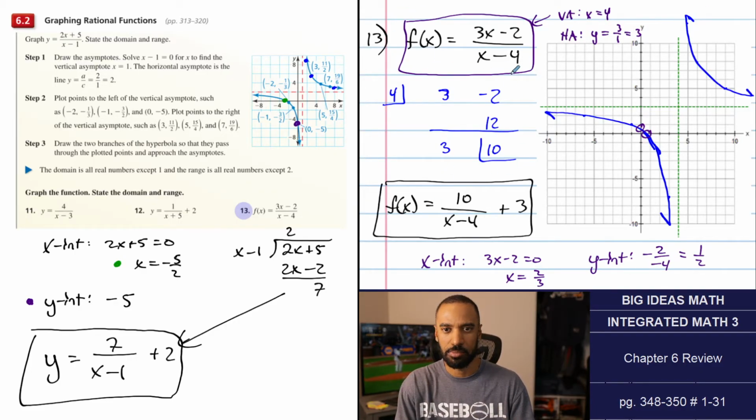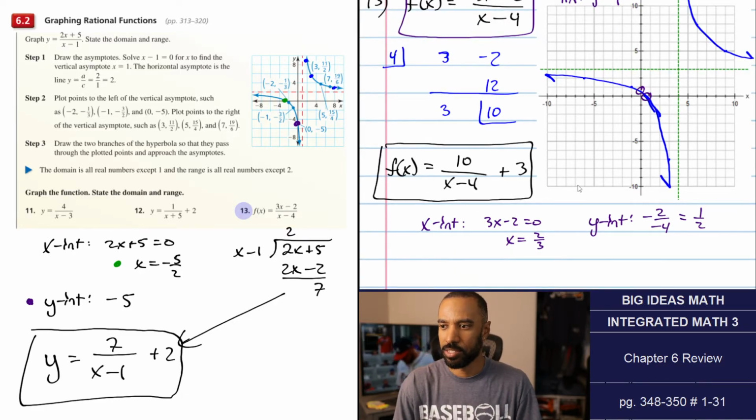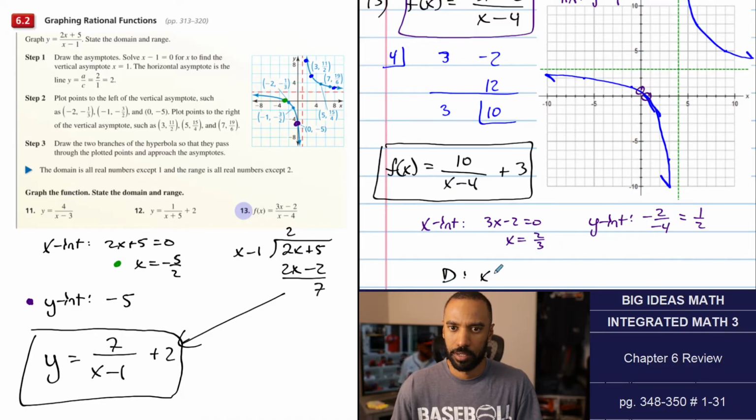So everything I have here seems to confirm what we got. I got my graph. Domain is x can't equal 4. Range is y can't equal 3.